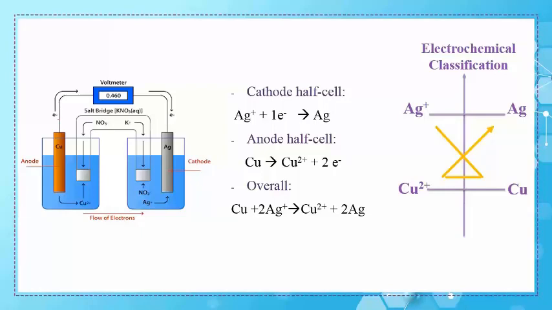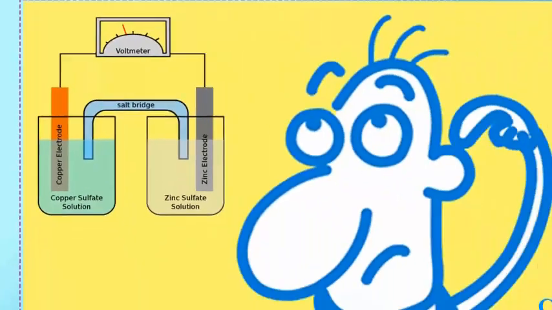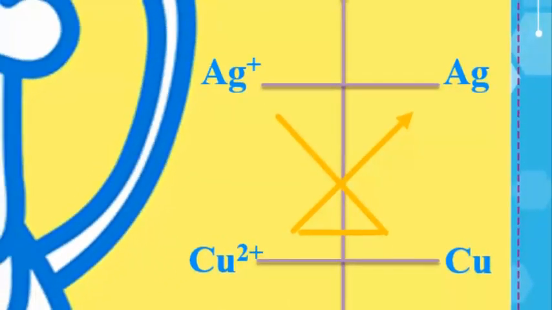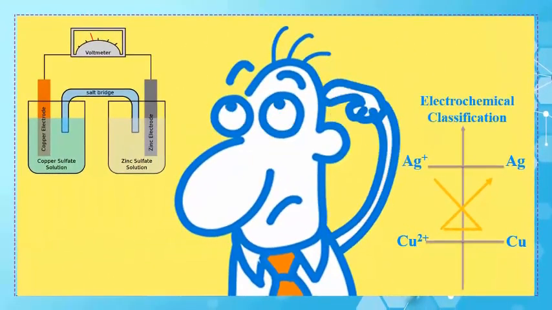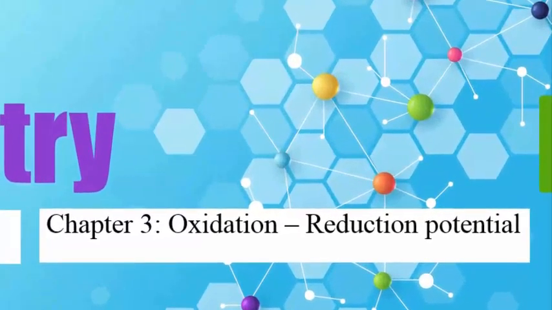You must continue and think: how can we calculate this voltage produced from those two metals with simple calculations? And how are these metals classified in this electrochemical classification? Why is Cu more reactive than Ag? This problem will be solved during this lesson. Let's start off by explaining the title of this lesson, oxidation reduction potential.